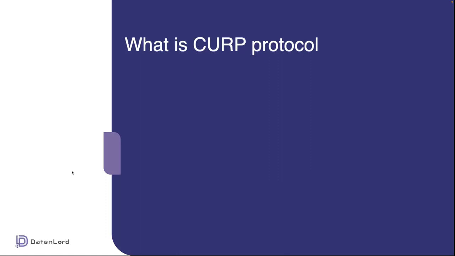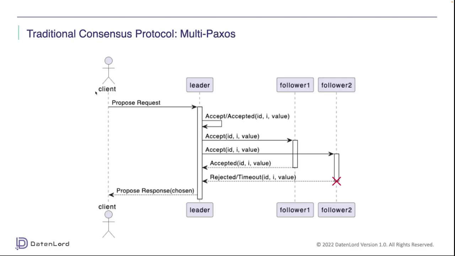So what is the CURP protocol? Before answering this question, let's first understand some traditional consensus protocols such as Multi-Paxos and Raft. Here is an overview of the simplified Multi-Paxos algorithm process. A client initiates a proposal request to the leader. Upon receiving the request, the leader will execute an accept operation and broadcast it to the other followers in the cluster. When the leader receives responses of acceptance from a majority of the nodes, it considers the proposal accepted and responds to the client with the chosen proposal. If the leader doesn't receive enough accepted responses, it responds to the client with a proposal failure.